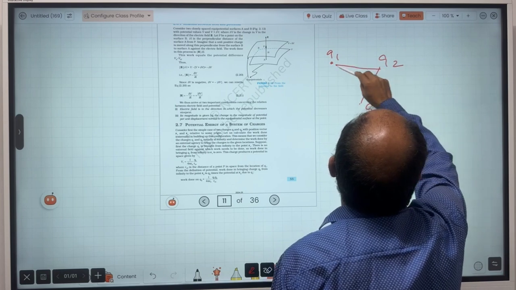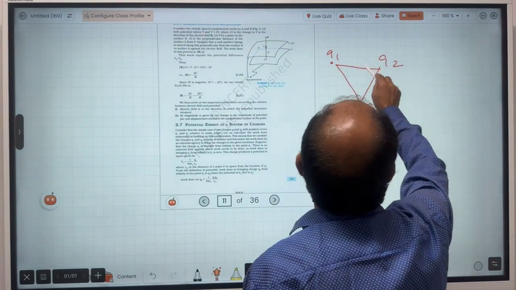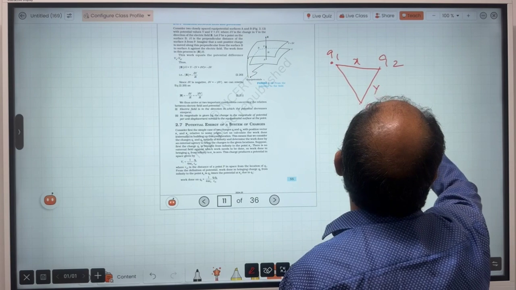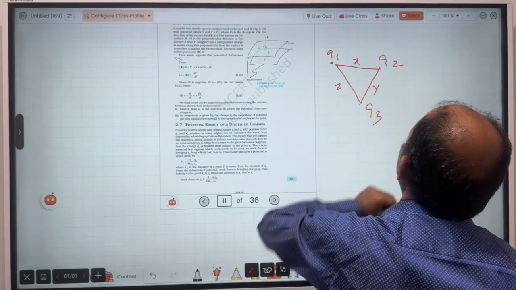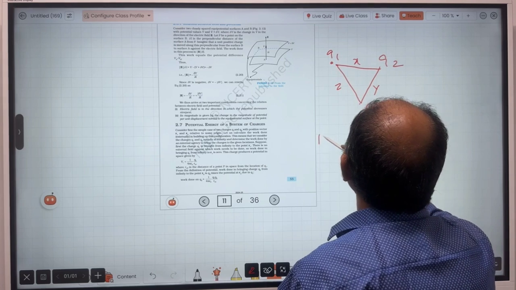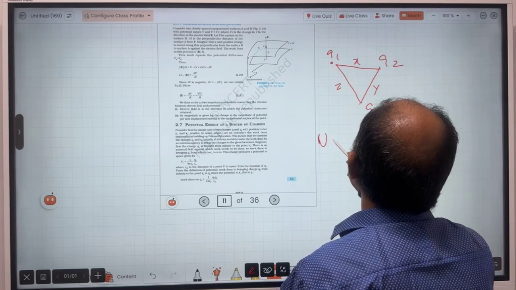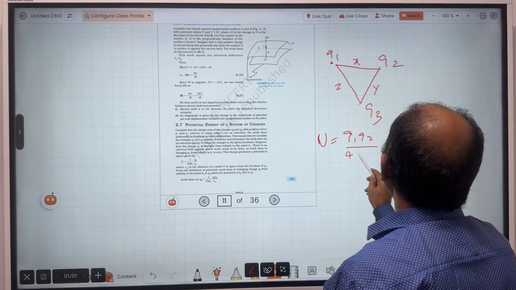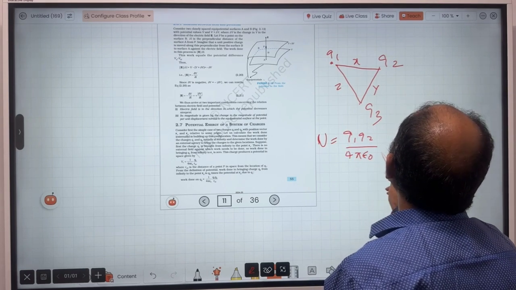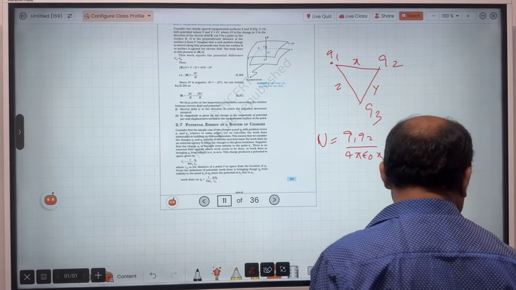So what do you do? Suppose this separation is X, this separation is Y, this separation is Z, or you can also write R1, R2, R3, etc. So here if you find potential energy, say U is potential energy, that will be equal to Q1 Q2 divided by 4 pi epsilon naught, and then separation is X.